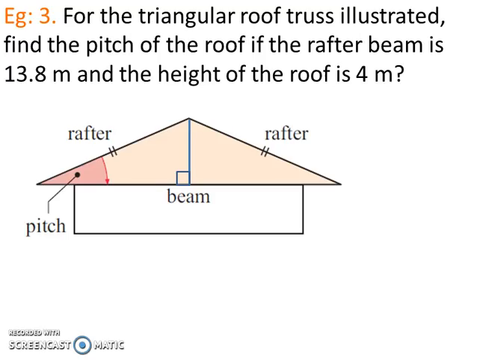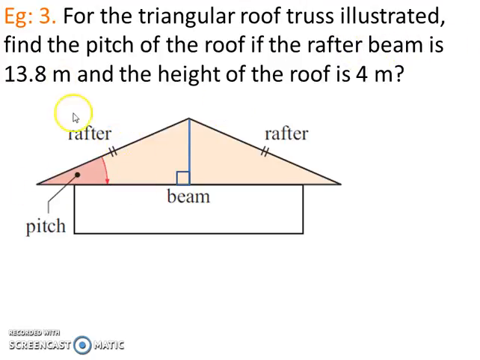Okay, example number 3. Same idea, but sometimes you're given your right-angled triangle inside larger triangles or inside a number of triangles, and also you can be given them in worded questions where you've got to draw your right-angled triangle just from the information that you're given. So for this one, for the triangular roof truss illustrated, find the pitch of the roof. Now the pitch is the angle made from the beam up to the angle of the roof.